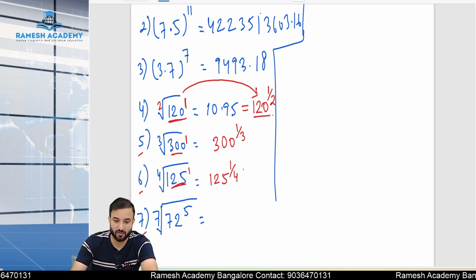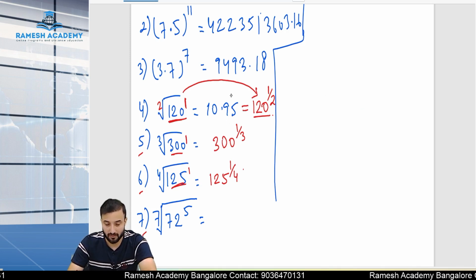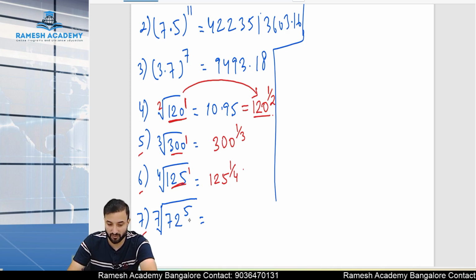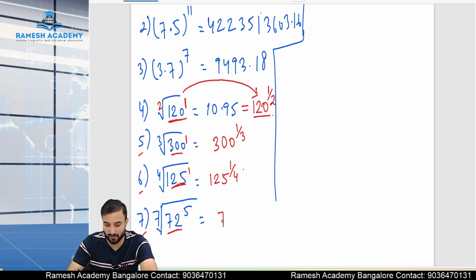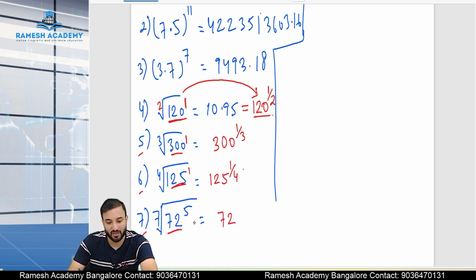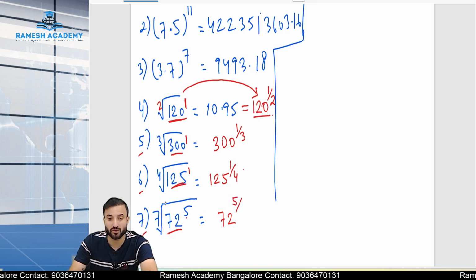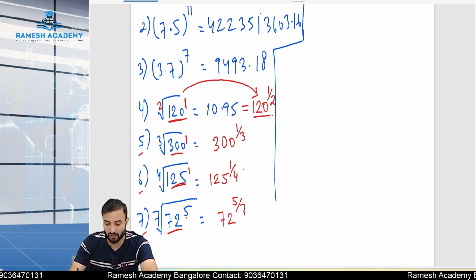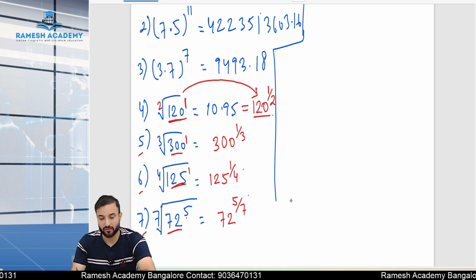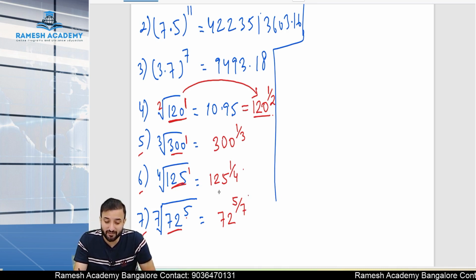Now the next thing. For this, the number is 72. We will write the number as it is, 72. The power of the number is 5, so we will write 5 in the numerator, divided by the root. It's the 7th root, so we will write 7 in the denominator. Like this, guys, we have to write.